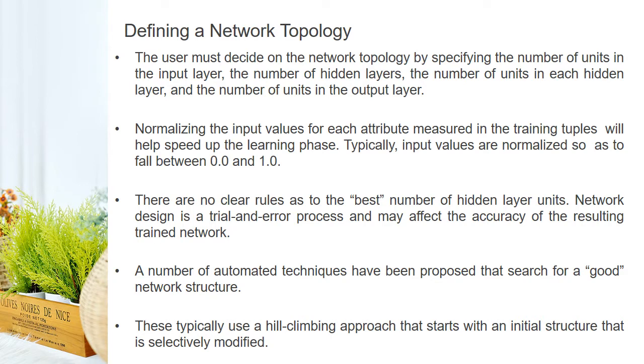There are no clear rules as to the best number of hidden layer units. Network design is a trial and error process and may affect the accuracy of the resulting trained network. A number of automated techniques have been proposed that search for a good network structure. These typically use a hill climbing approach that starts with an initial structure that is selectively modified. So we will find a network topology by a trial and error process. First we will have an initial structure and we will modify this using a hill climbing approach, and there are a number of automated techniques that can be used for getting a good network structure.